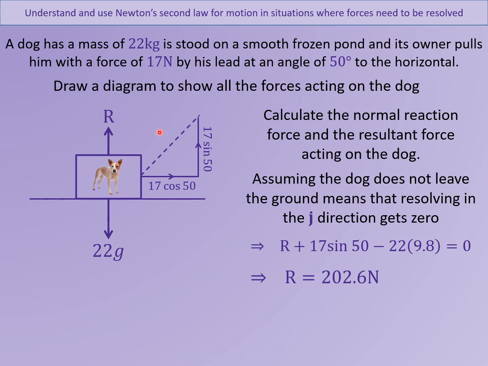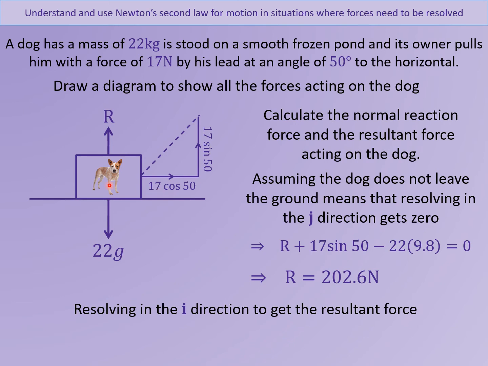Okay, well, what about the magnitude or the resultant force of the dog itself? Well, if you look at the i direction, there's only one force actually acting in the i direction, and that's the owner. The owner is pulling that dog along with 17 cos 50 as a force. The dog's trying to sit there and not move, but the owner is overcoming that with a force of 17 cos 50. And because nothing else is acting against him, that is the answer we're looking for.